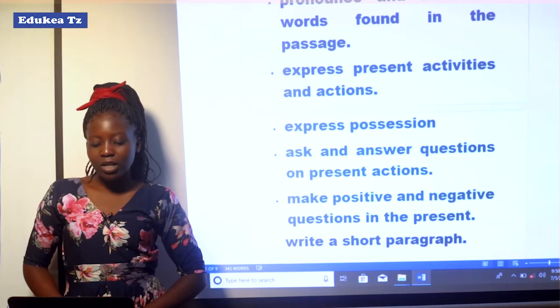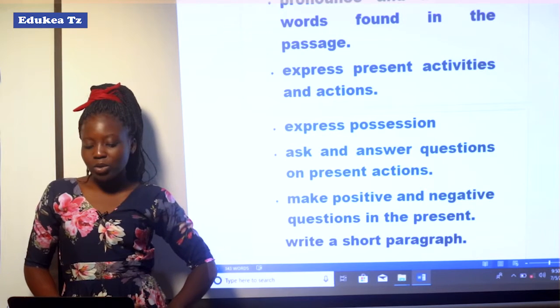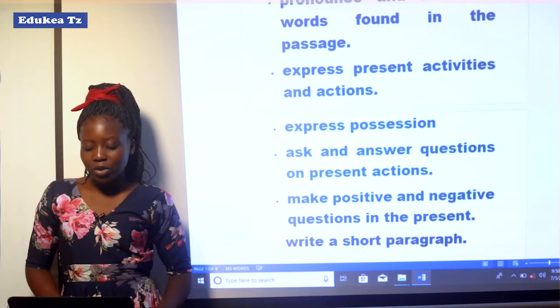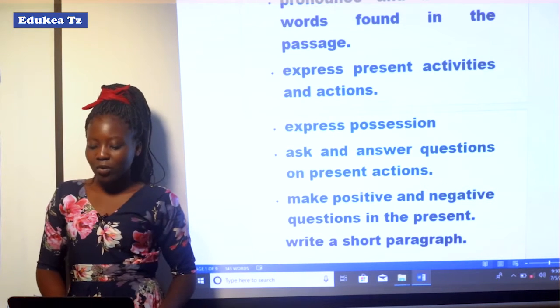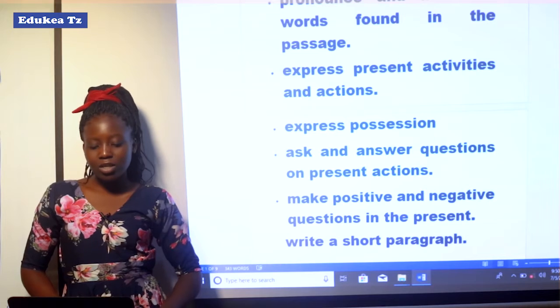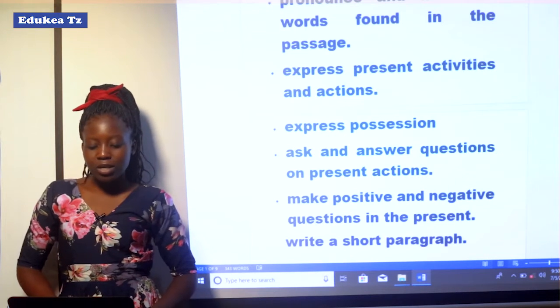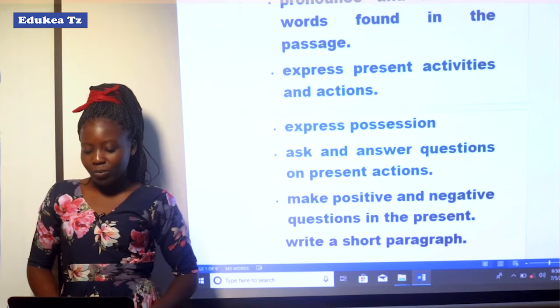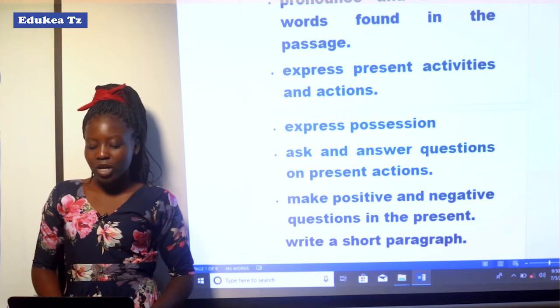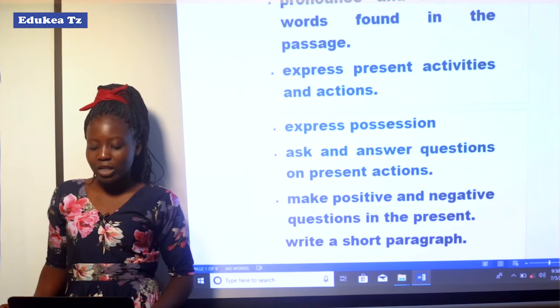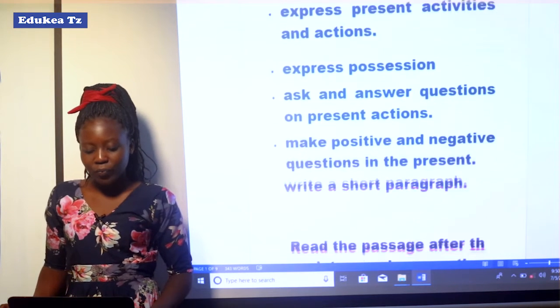present activities and actions. Also to see how to express possession. Another thing which we are going to look at is how to ask and answer questions on present actions. Another thing also which we are going to look at in this unit is how to make positive and negative questions in the present. And the last thing is how to write a short paragraph.